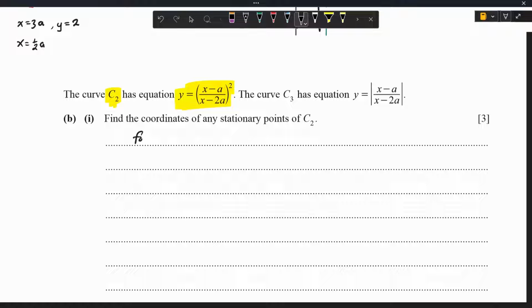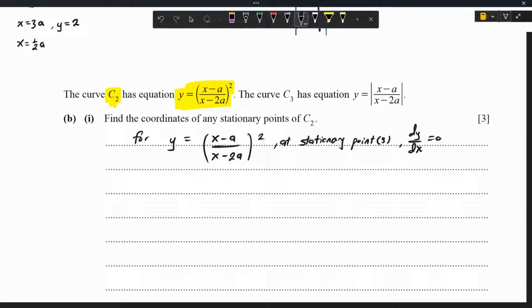So we are saying that for y being equal to (x minus a over x minus 2a) all squared at the stationary points, we don't know how many there are, okay? But we know that dy by dx should be equal to 0. So I'm going to say let u be equal to x minus a over x minus 2a, which therefore means that y is equal to u squared, because this is u, so y is u squared. This will give us dy by du coming out as 2u.